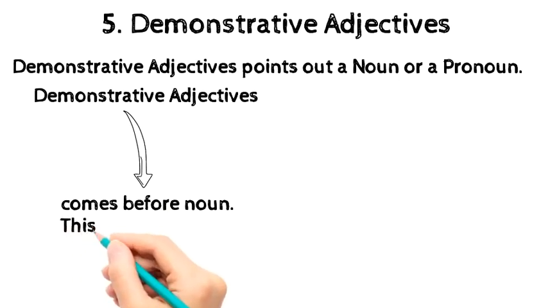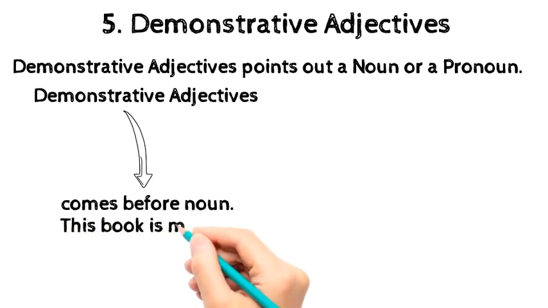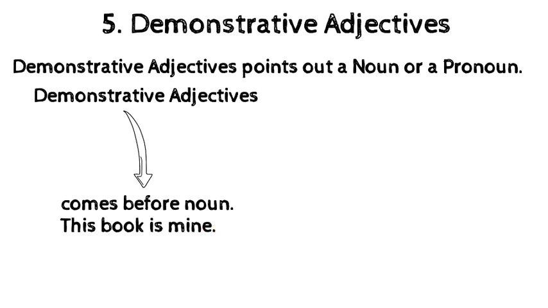For example, this book is mine. So in this example, you can clearly see that the word this is placed before a noun, and that is book. So it is one of the examples of demonstrative adjectives.